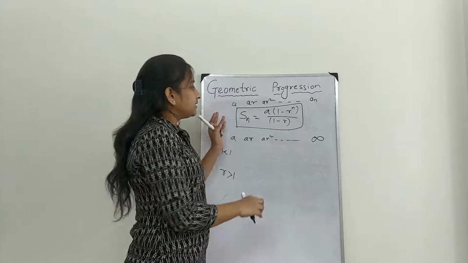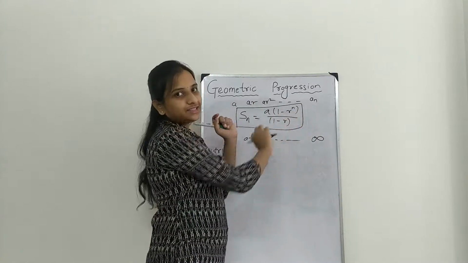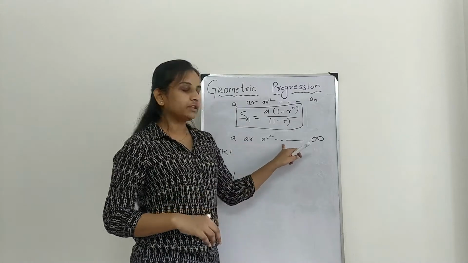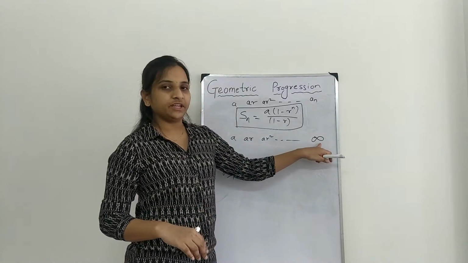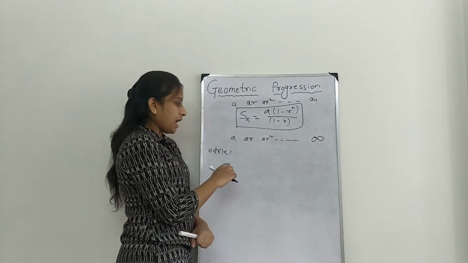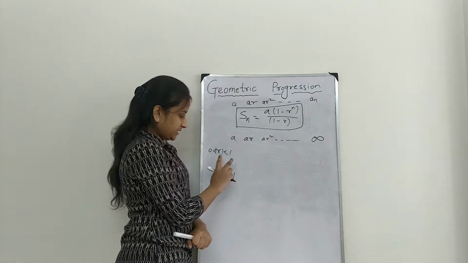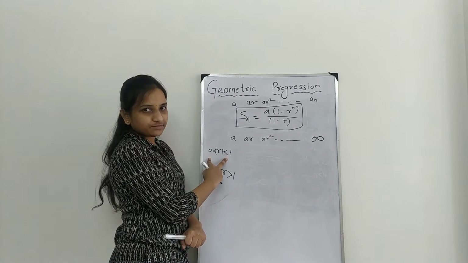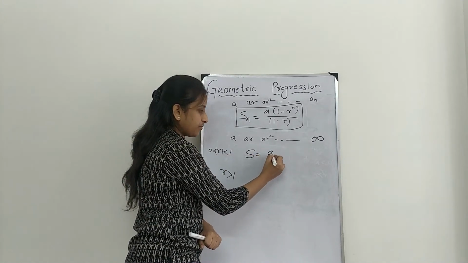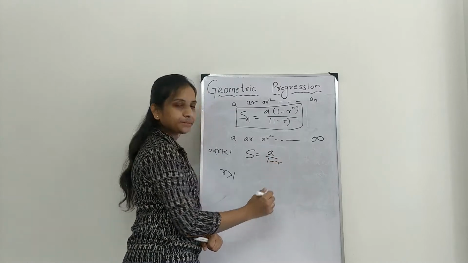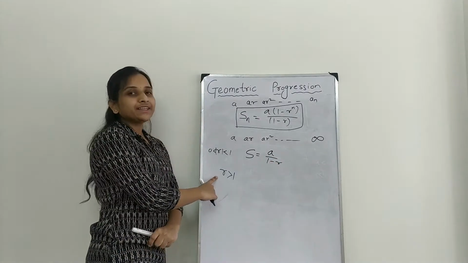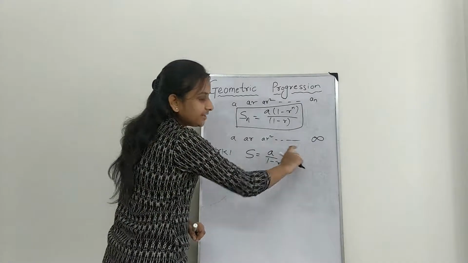Now there are n terms, that's why this is a finite GP. Let's say it's an infinite GP. Terms are till infinity. Now what will be the formula? If the ratio is less than 1, then the sum is A upon 1 minus R. Okay. Now what if R is greater than 1 and it's an infinite GP?